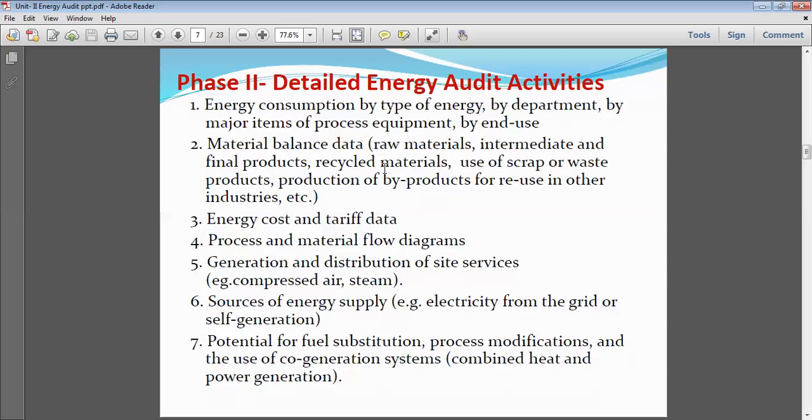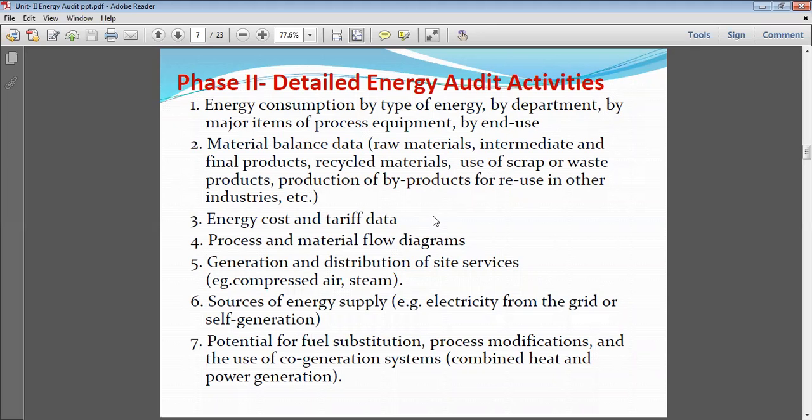Material balance data, that is raw material, intermediate, and final product. Recycled materials, use of scrap and wastage. It means that if you are purchasing 10 tons of raw material, how much are you producing: 10 tons or less than 10 tons of final product? If there is a large gap between the raw material and finished goods, it means that there is wastage. So which kind of wastage is there?